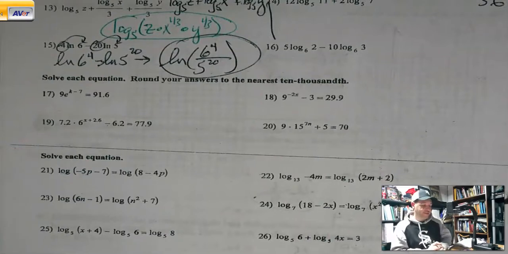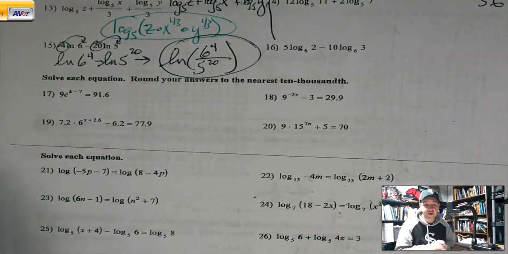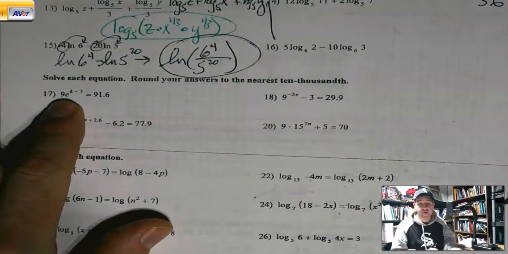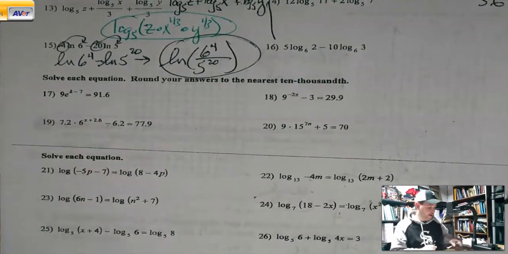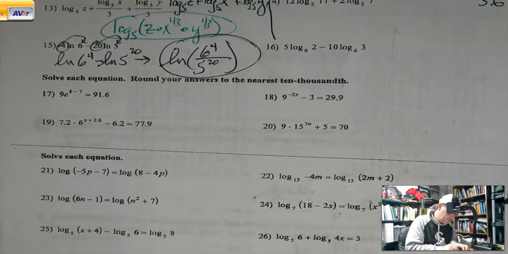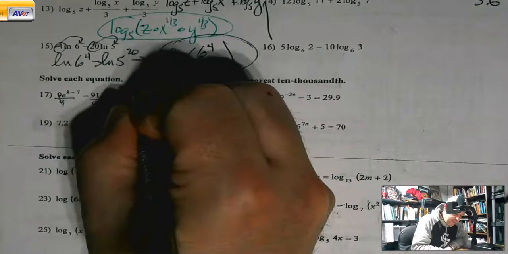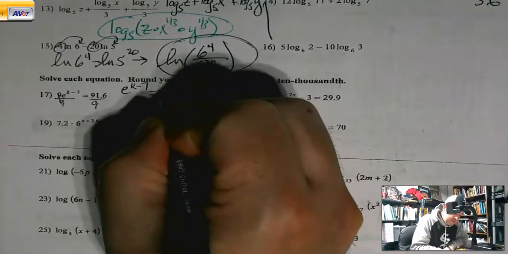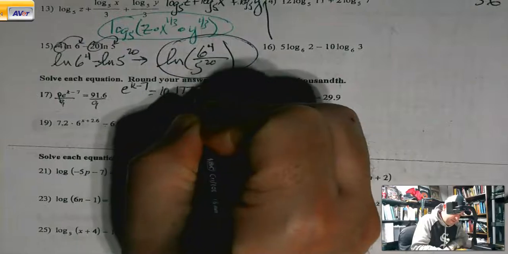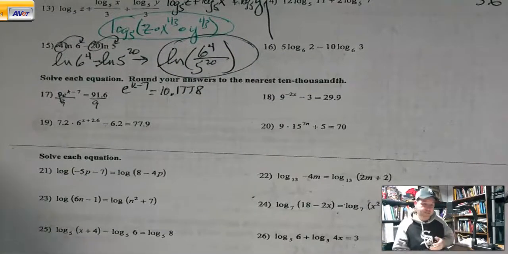Okay? Here on 17, you've got to get your term with the variable alone before you start trying to undo it. Like here, I can't use natural log right away to get rid of e. That 9's in the way, so I got to divide by 9 first. So let's see here. 91.6 divided by 9. Nearest 10,000th. Okay, so divide by 9. So we've got e to the k minus 7 equals 10.1778 tenths, hundreds, thousands, 10,000ths, 4 decimal places.